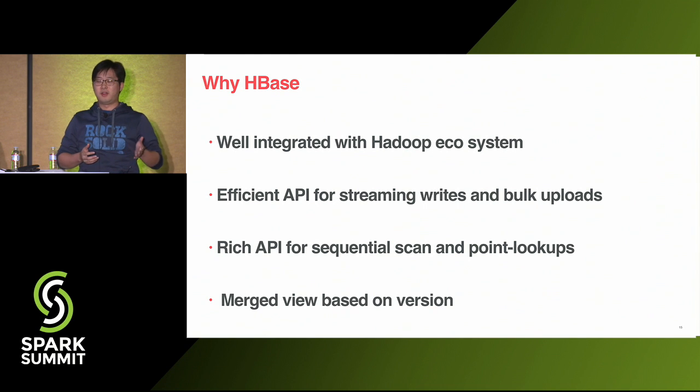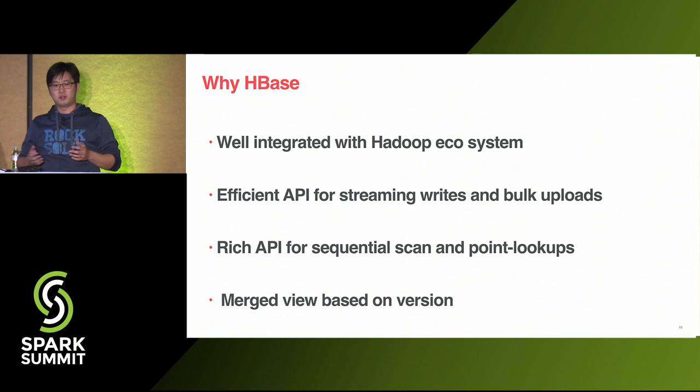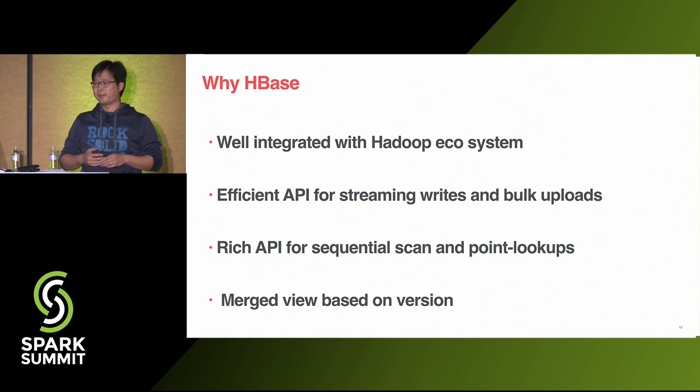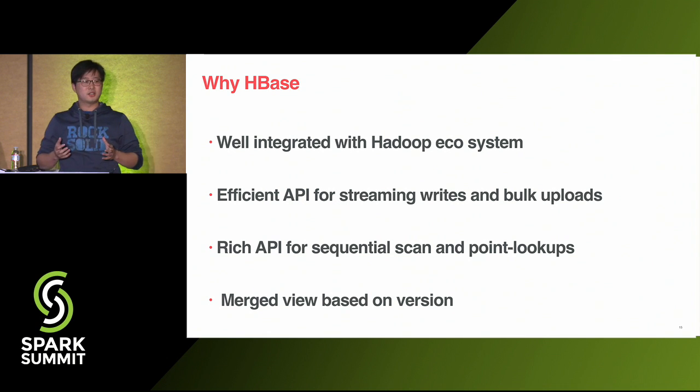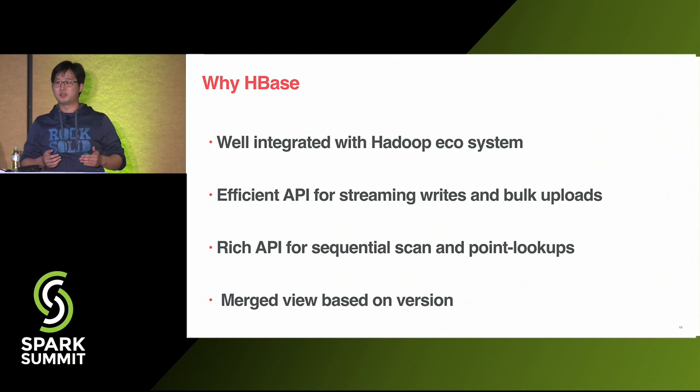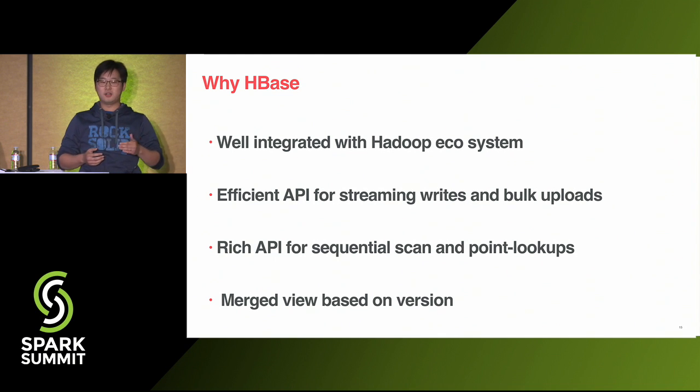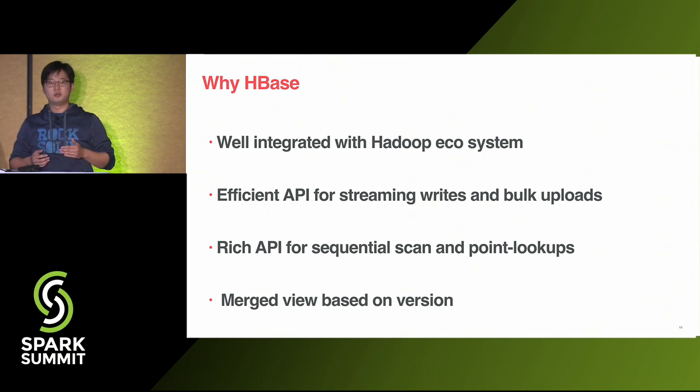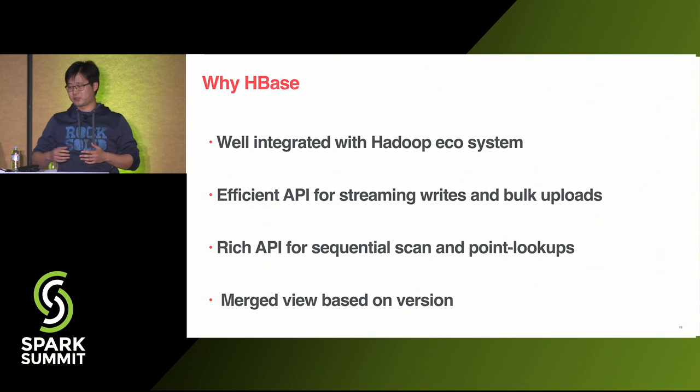Also, HBase provides a rich API to support sequential reads and point lookups like the multi-get API. In HBase, each row key can have multiple versions. And we leverage this multi-versioning feature to merge results for both streaming and batch.